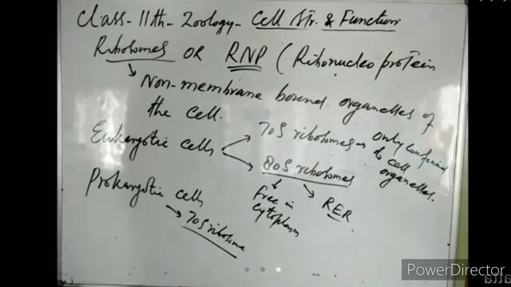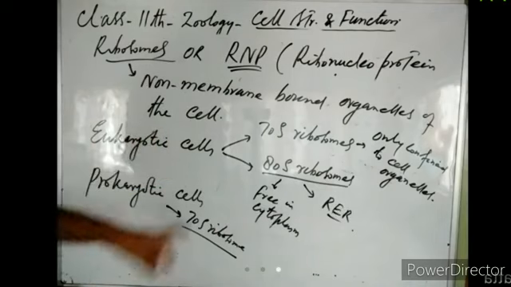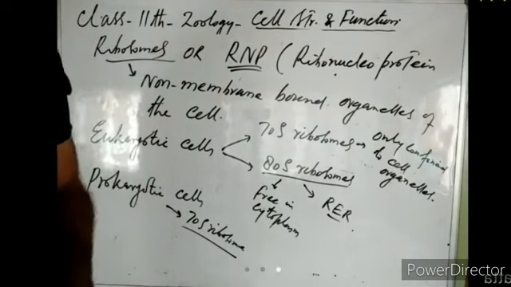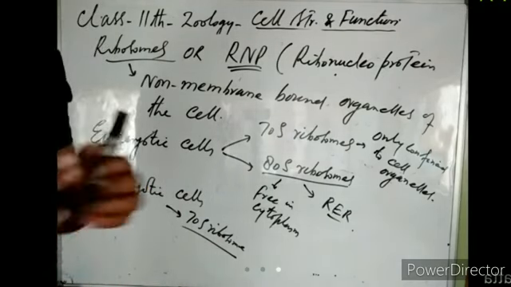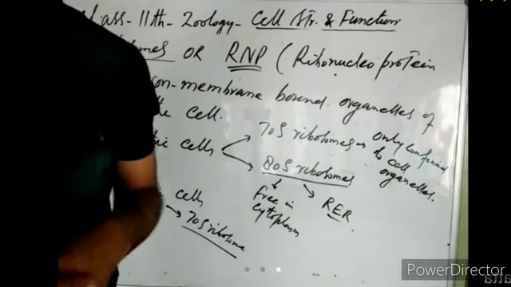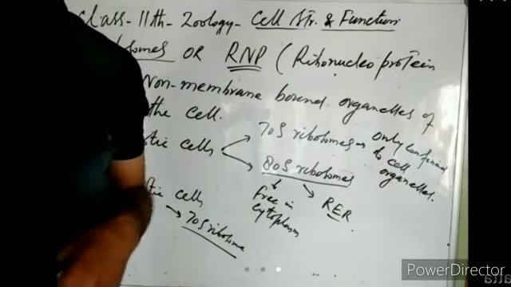Now, we have to discuss the structure of these ribosomes, 70S ribosome and 80S ribosome. But unfortunately, time has ended. So I will end the class here, and we will discuss the structure of ribosomes in the next lecture. Okay, thank you for being with me.